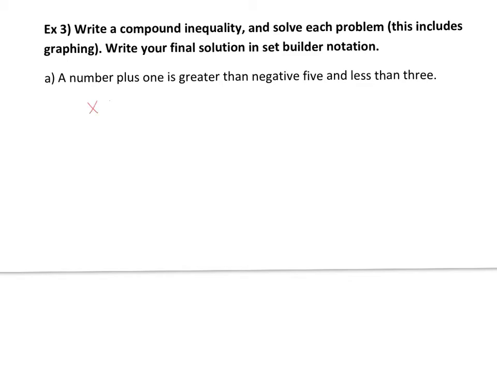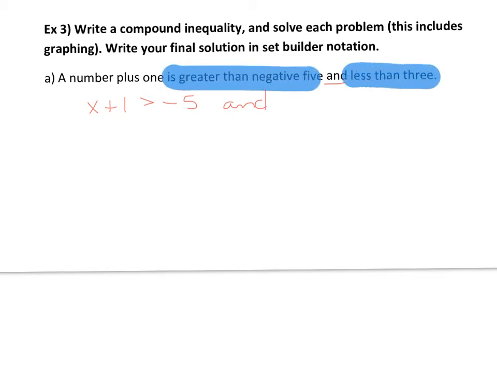So x plus 1 is greater than negative 5, and then you see that word and, so and. All right, now again, they're just giving you an ending here. So if you're looking here, is greater than negative 5 and less than 3. So those are your two endings. This first part right here, you're going to repeat. So the x plus 1 gets just written down twice. So I'll have x plus 1 less than 3. All right, so I'm going to subtract the 1 over and get x is greater than negative 6.